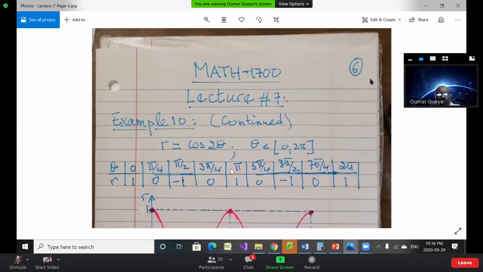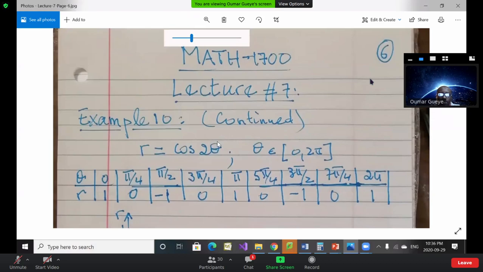All right, again here. So this is our curve, r equal to cosine of 2 theta. And as I mentioned before, theta is in the range 0 to 2 pi. Again, I'm going to pick just some values where the calculation is going to be easier, and take 2 to 3 values, or 2 values, from each quadrant.